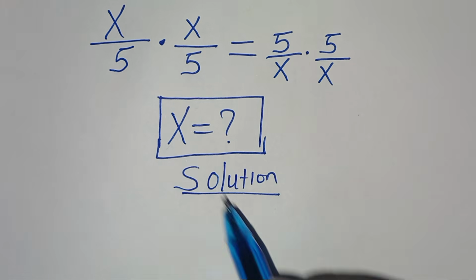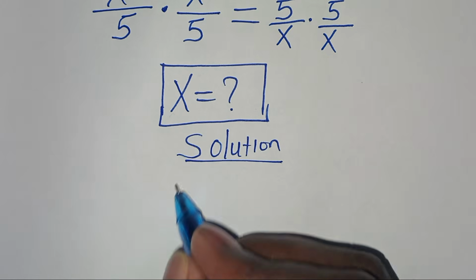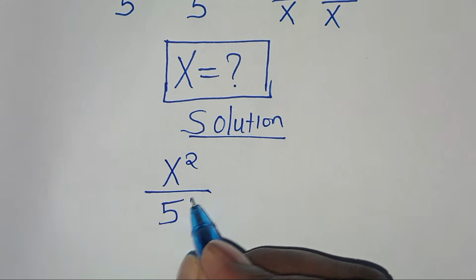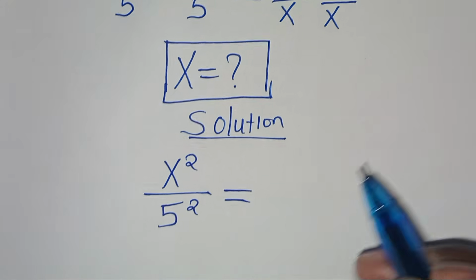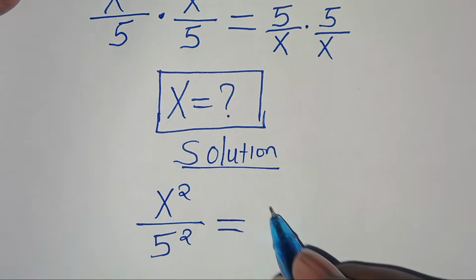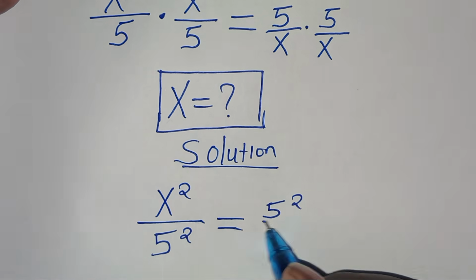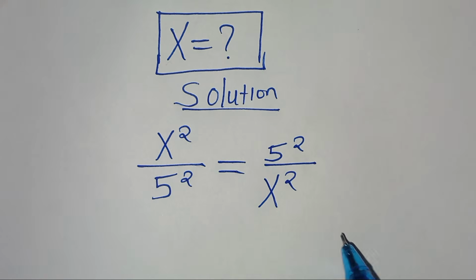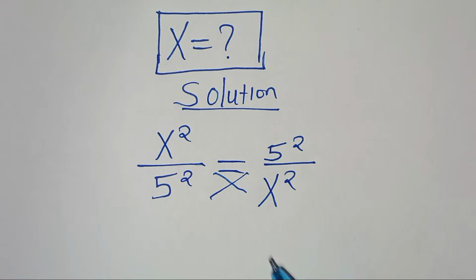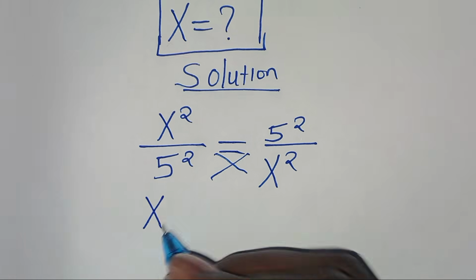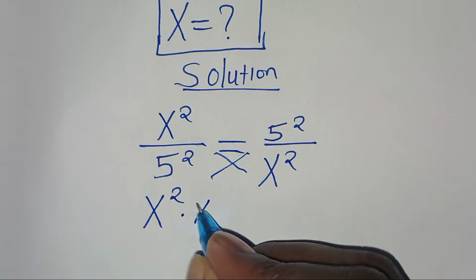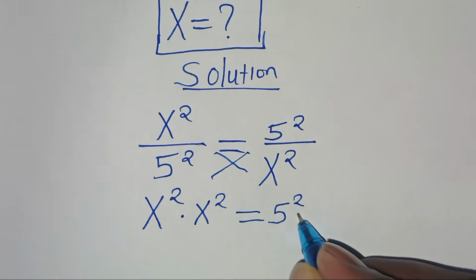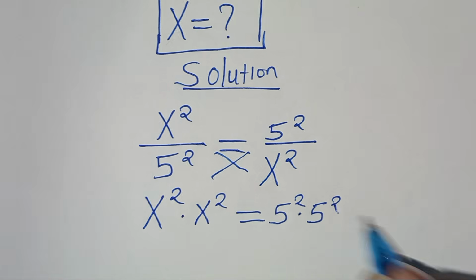We have x times x. This is the same thing as x to the power of 2 divided by 5 to the power of 2. This is equal to 5 times 5, which is 5 to the power of 2 divided by x to the power of 2. The next step is to cross multiply from here. So we have x to the power of 2 times x to the power of 2. This is equal to 5 raised to the power of 2 times 5 to the power of 2.